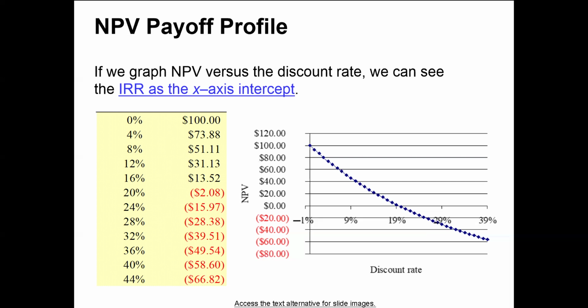If you graph NPV on the y-axis and the discount rate on the x-axis, you get the IRR as the x-axis intercept. So in this case, 19.44% is the IRR, right?